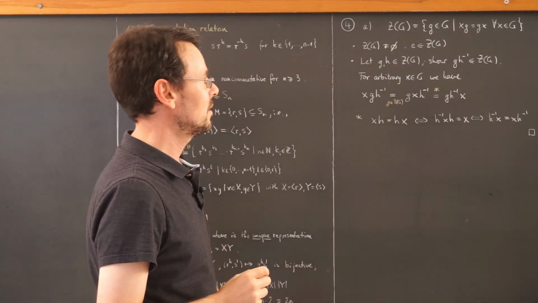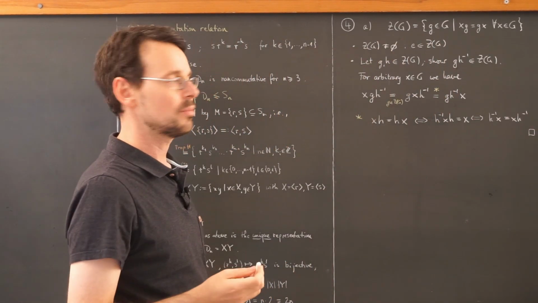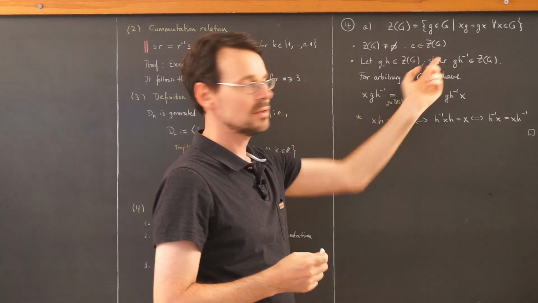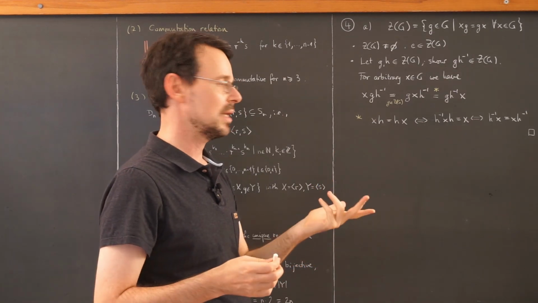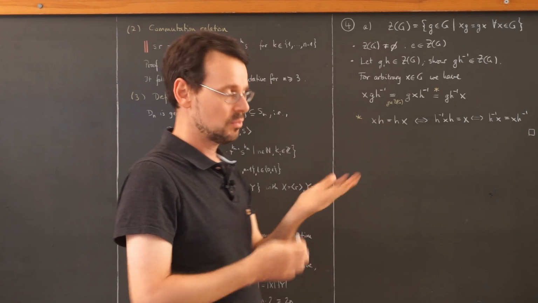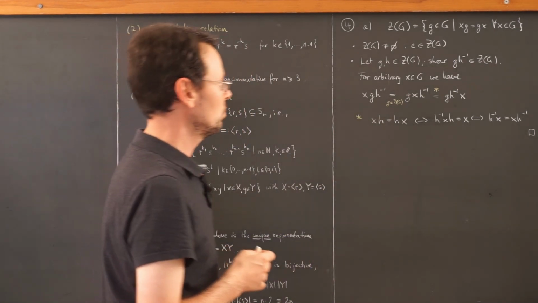So we showed that the center is always a subgroup of any group. And of course, if the group is abelian, then the center simply is the group itself, because all the elements commute with each other. So in this case, it's trivially a subgroup because it is the whole group.